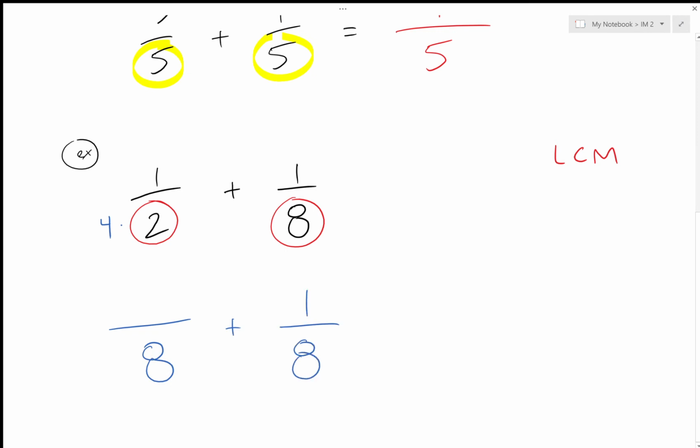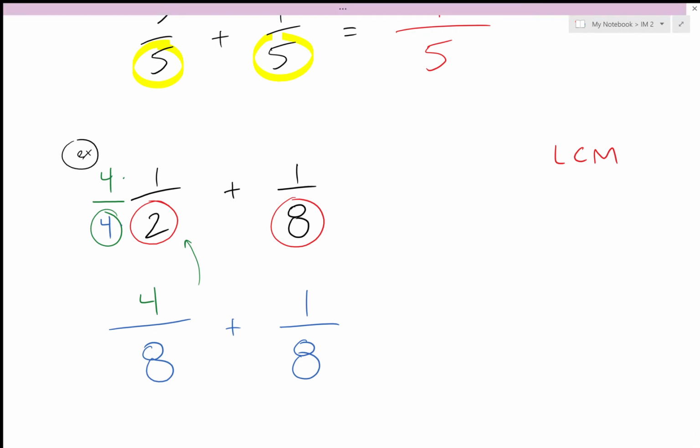But if I multiply the bottom by 4, I also need to multiply the top by 4. Because you notice that 4 over 4 is a 1. We didn't change the value of it by multiplying by 1. We're just changing how it looks. So on top, 4 times 1 is still a 4. And if I reduced 4 over 8, would I still come back to 1/2? Yeah, it's the same thing. It just looks different. And that's what we're trying to do.